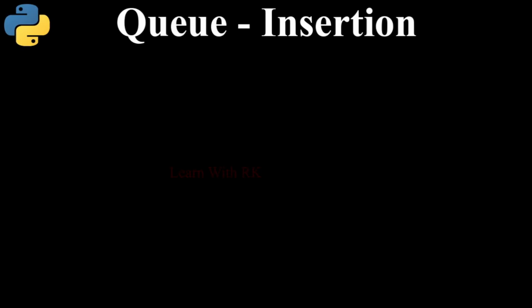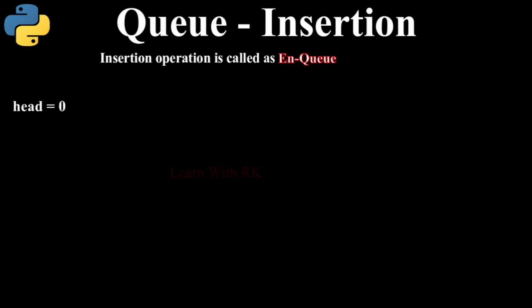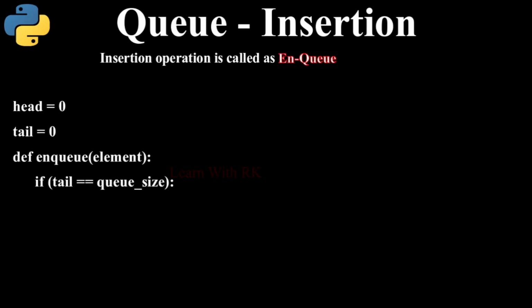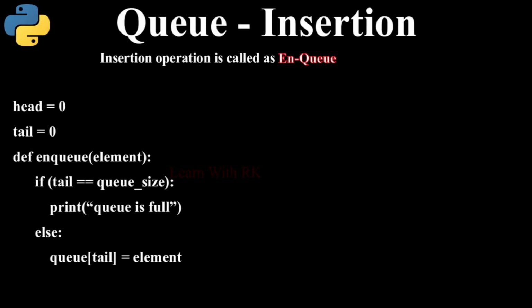Insertion operation on the queue. The insertion operation in a queue is generally called Enqueue. Let's write pseudocode for the Enqueue operation. I'm declaring the head variable, the tail variable, and then the Enqueue function. As a first step, I'm making sure that the queue is not full by comparing the tail variable with the queue size. In the else condition, I am assigning the element to the tail position and then incrementing the tail position.